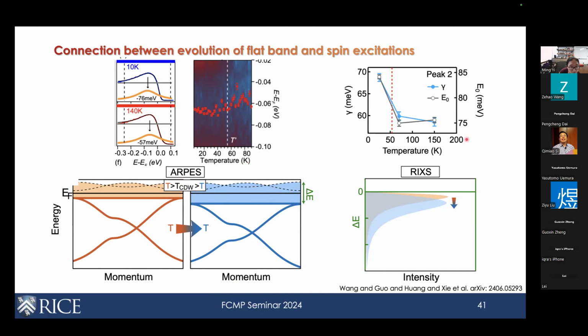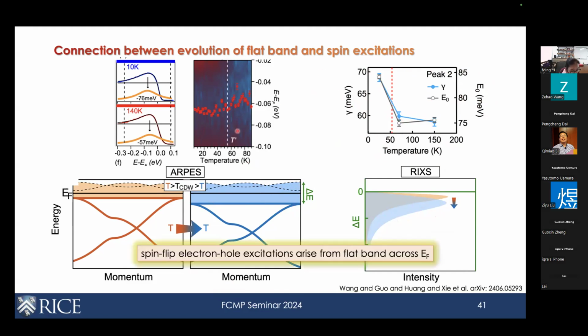And this is very compatible, as far as we can understand, with the RIXS observation of the increase in both the gamma term and also the E0 term, right? As you enter into the ordered phase, this both becomes broader because of the widening of this delta E, and also shifts away from the elastic line. So we think this can be consistently understood as the spin flip electron hole excitations that arise from the flat bands near the Fermi level.